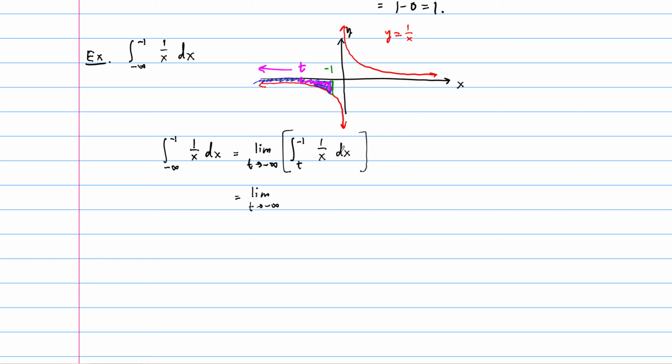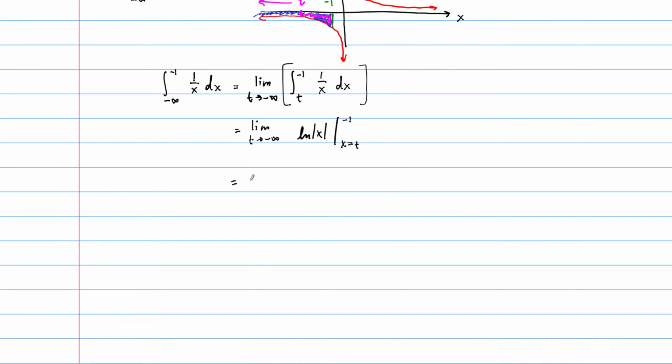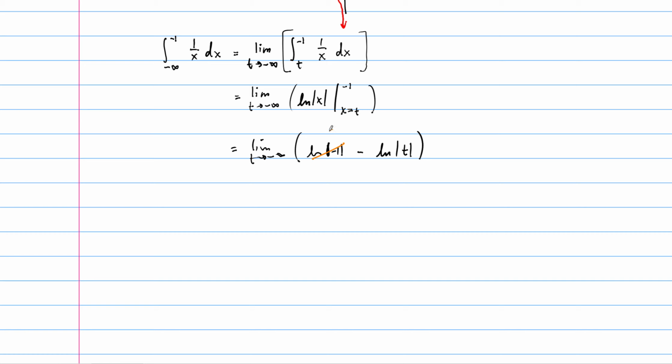We know that the antiderivative of 1 over x is natural log of the absolute value of x, and then we're going to plug in our x equal t and our negative 1. All right, and this then, we're still not to the limit yet. We still have to plug in, right? So this then becomes the limit as t approaches minus infinity of natural log of the absolute value of minus 1 minus the natural log of the absolute value of t. Natural log of 1 is 0, so that term is gone. All right, and so at this point we have the limit as t approaches minus infinity of minus the natural log of the absolute value of t.